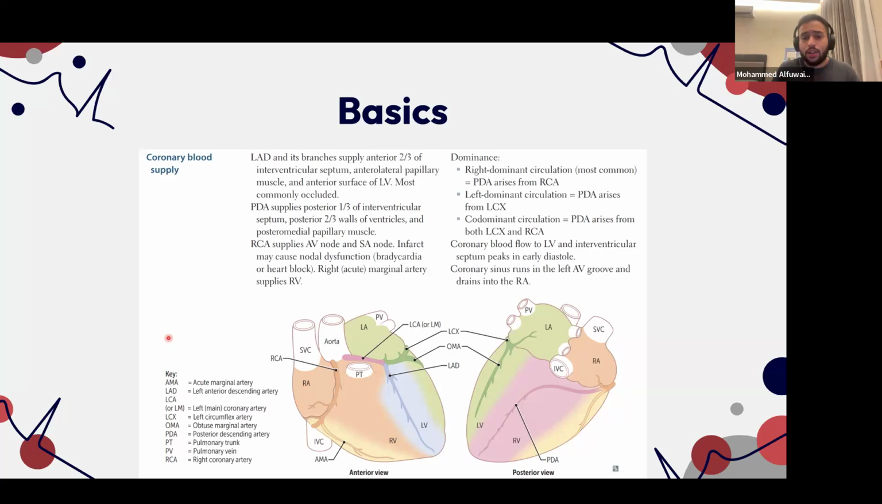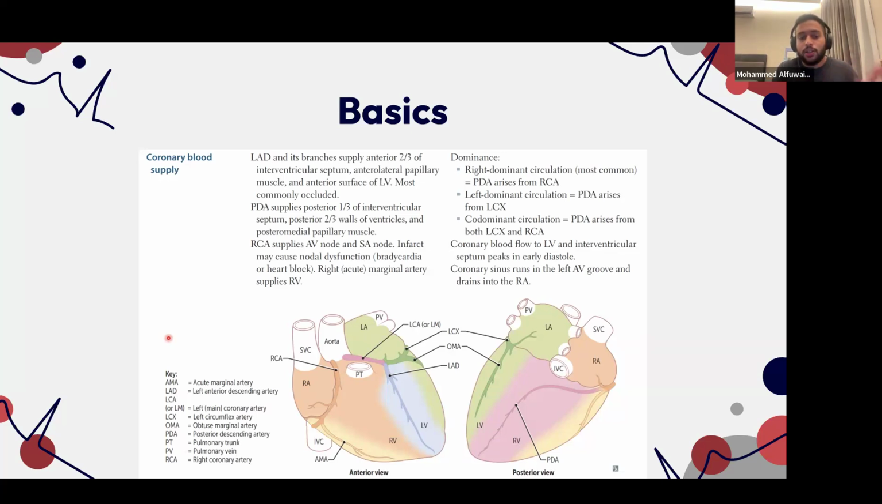Now, the right coronary artery firstly supplies the SA node and the AV node. So if you have a right coronary artery infarction, this causes bradycardia and fluid overload. Okay, it causes acute heart failure. Another thing is that the majority of the time, the posterior descending artery comes from the right coronary artery.